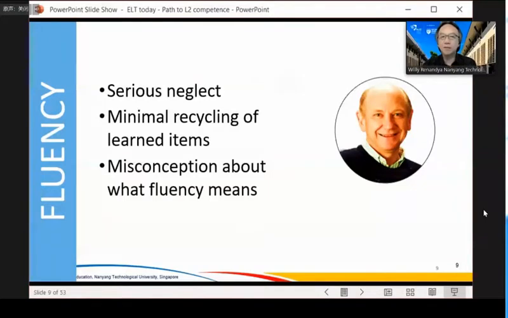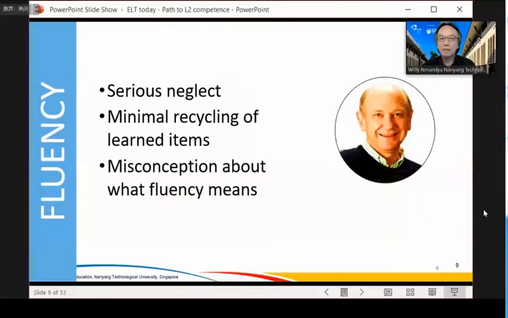In fact, there's been a serious neglect. What teachers normally do when they walk into the classroom is they tend to introduce new language points or new teaching points, forgetting that for students to learn, to acquire, a new grammatical item, for example, they will need to be able to see or be able to practice the language item again and again and again.